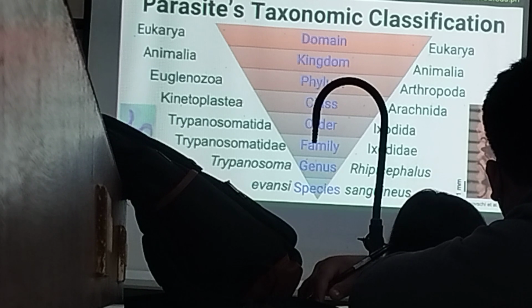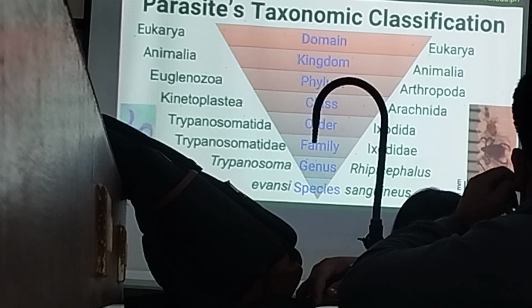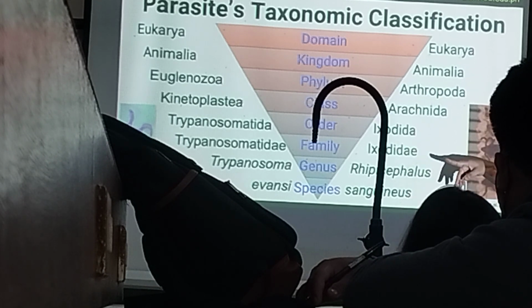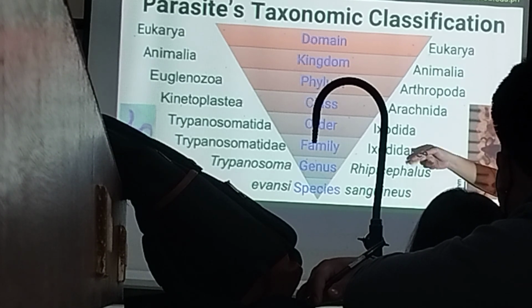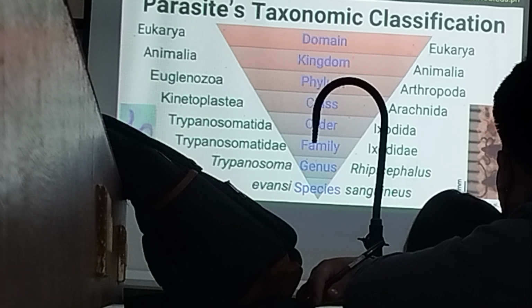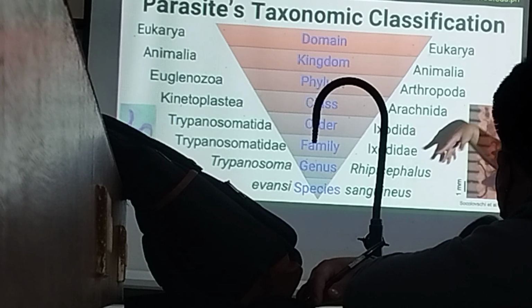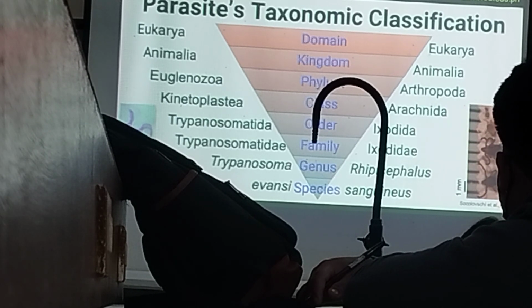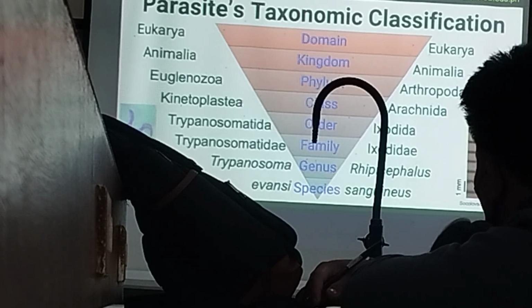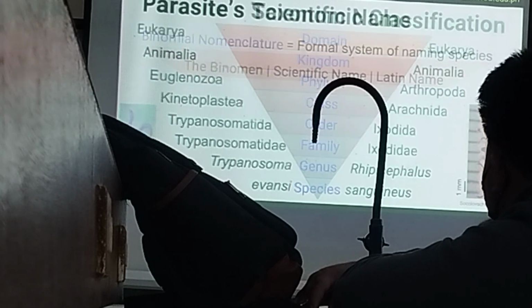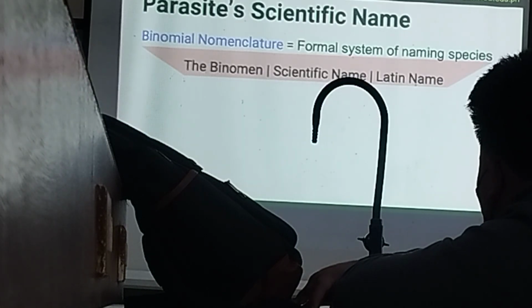And if you also check the pattern of naming, the family ends with -idae, like Trypanosomatidae and Ixodidae, then the order more of -ida, like Trypanosomatida and Ixodida. Then I think those are based on similar features. The rest depends on the mood of the researcher. Like if they want to name it after someone, then they can put that name. Okay, next. So, how do we name a parasite?